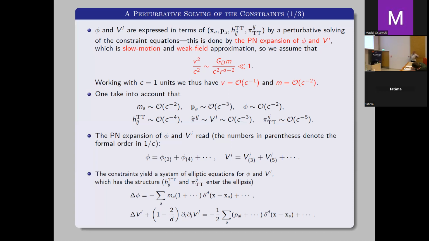And then we expand also phi and v^i in the post-Newtonian series. This is the beginning of these expansions. And after doing this, we have a system of elliptic equations fulfilled by this phi and v^i, symbolically written here.